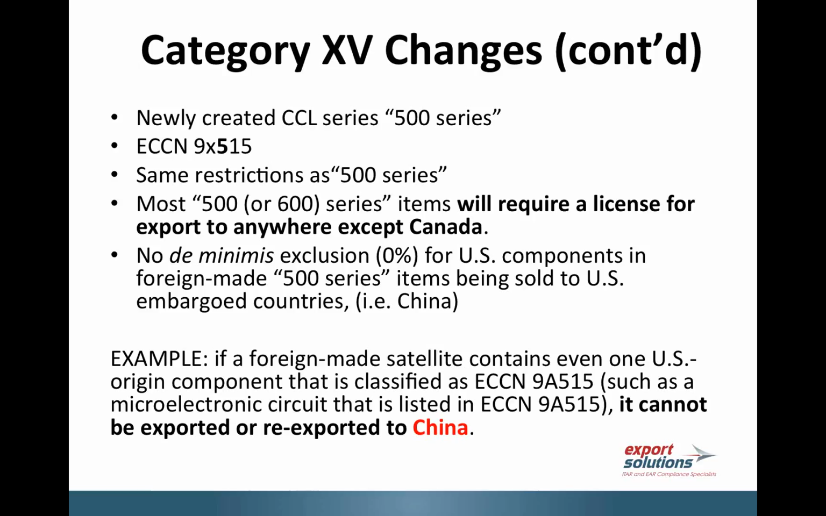It's zero tolerance. So if there's even one tiny little bit of U.S. content in a Category 15 item, it is considered to be U.S. and under control of Category 15. And of course, you're going to see China interspersed throughout a lot of this stuff. So here's an example. If a foreign-made satellite contains even one U.S. origin component that is still classified as ECCN 9A515, such as a circuit board or something microelectronic that's listed in 9A515, it cannot be exported or re-exported to China.